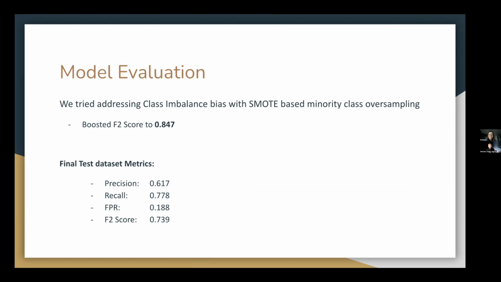we found out that these are the metrics as they're in front of you: our precision was 0.617, our recall was pretty high at 0.778, and our FPR, false positive rate, is essentially the rate at which we are identifying people as being people who will churn out, but they won't actually churn out. So that is a false positive, which is decently low. And the final F2 score for this specific test set was 0.739.